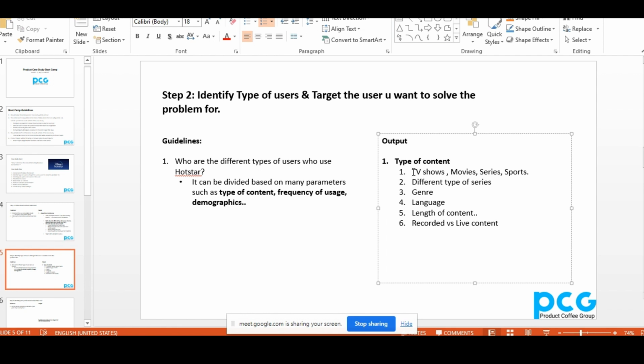Got it. And Anurag, can we focus on the broader division which is already present, TV shows? Yep, works. Yes, we'll do that. Chosen segment, chosen type.